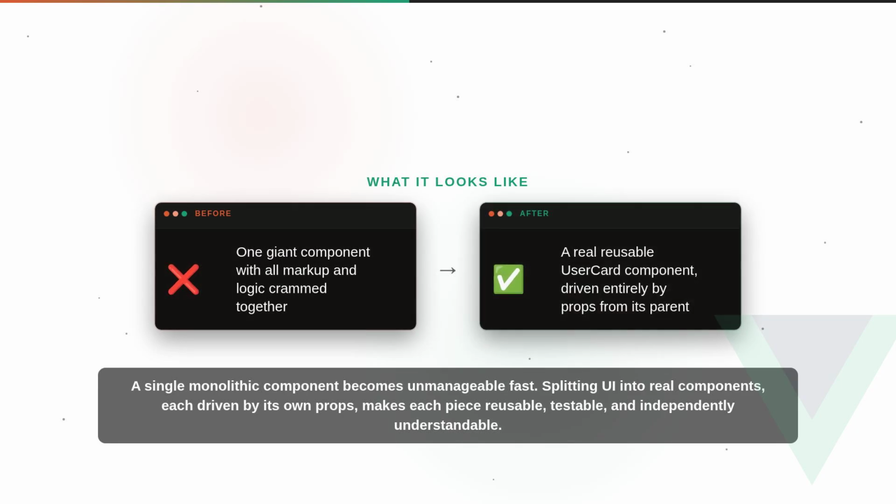A single monolithic component becomes unmanageable fast. Splitting UI into real components, each driven by its own props, makes each piece reusable, testable, and independently understandable.